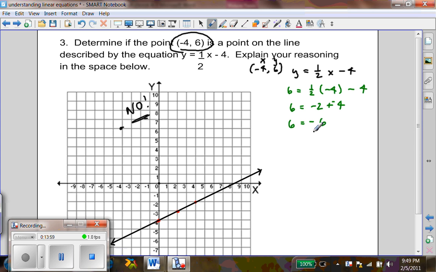Compare your numbers. Is 6 equal to -6? And hopefully you're saying, no, it is not. They are not equal. So that means it is not a point on the line, because when we plugged in our x and y values, it turned out to be an untrue statement. So based on our algebra work, which we'd want to show, we can conclude that the point -4, 6 is not a point on this line confidently, even without the graph.